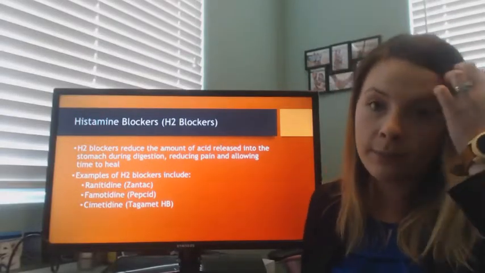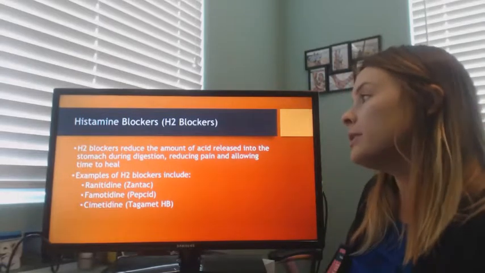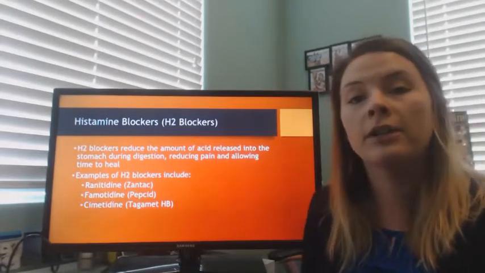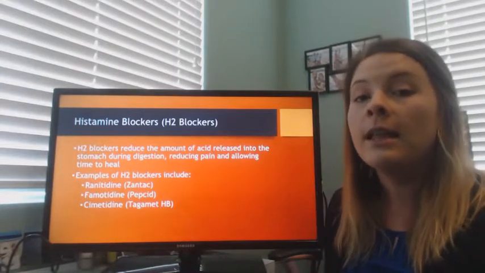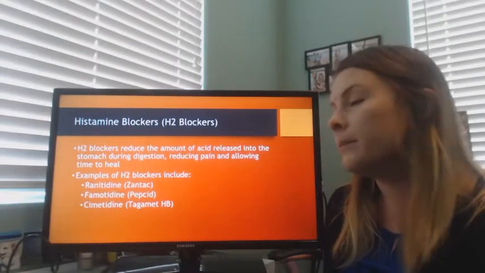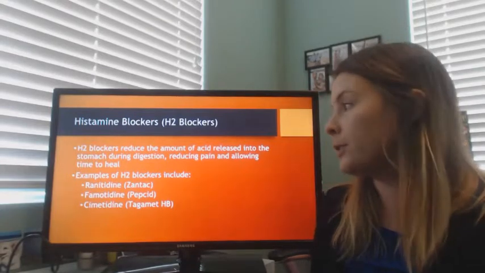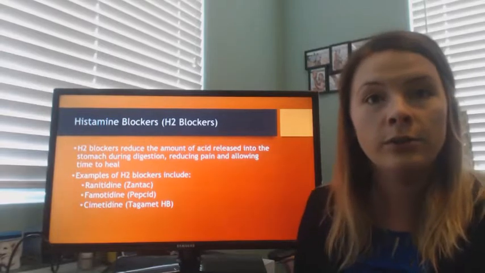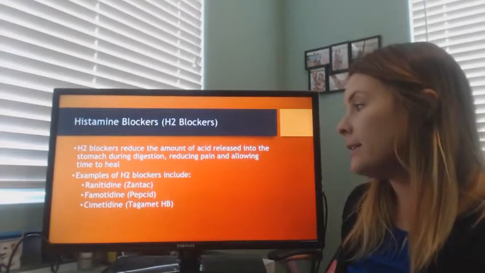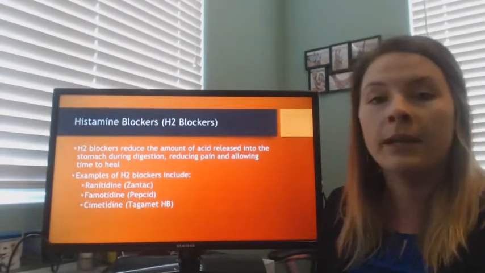H2 blockers, or histamine blockers, work by reducing the amount of acid released in the stomach during digestion, which decreases the symptoms of peptic ulcer disease, like heartburn and pain. Some examples of H2 blockers include ranitidine, also known as Zantac, famotidine, also known as Pepcid, and cimetidine, also known as Tagamet HB.